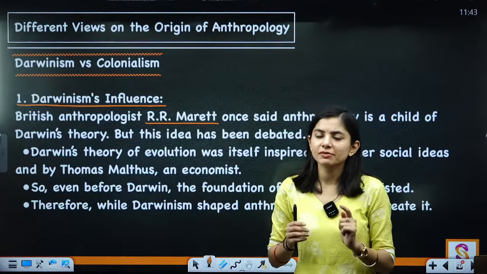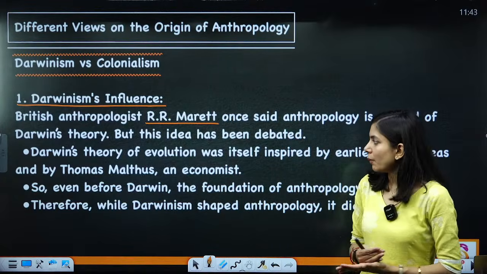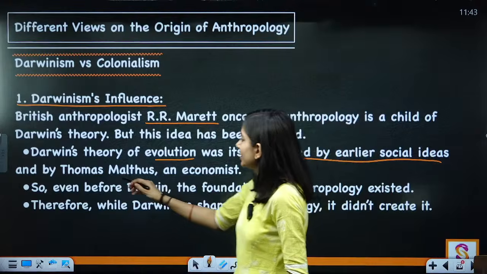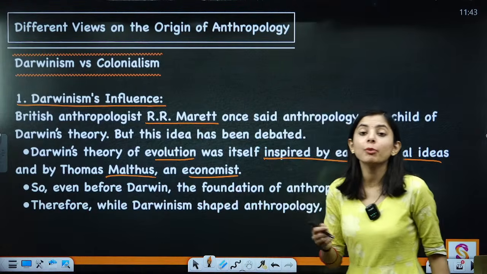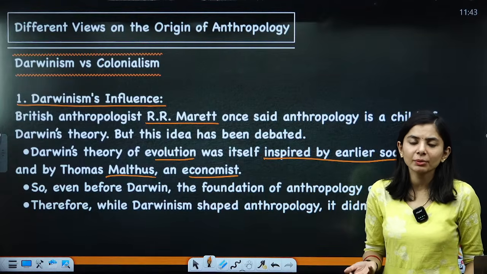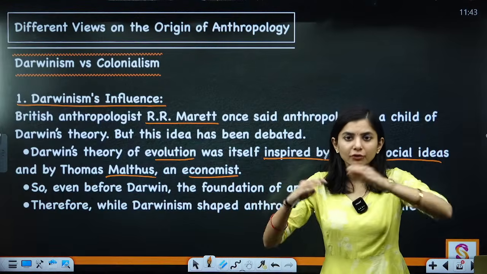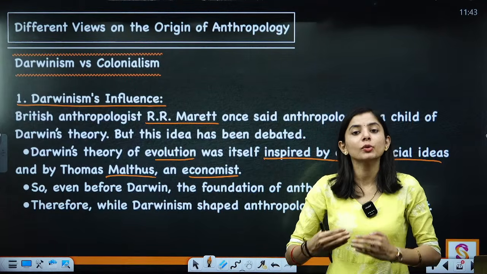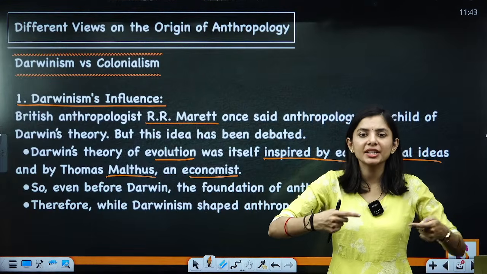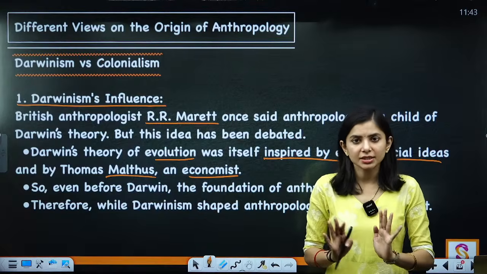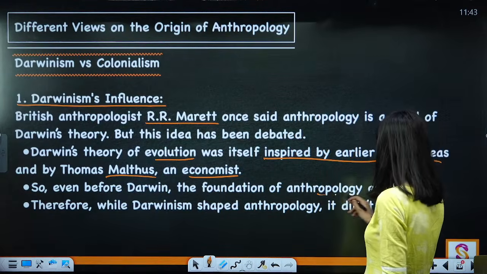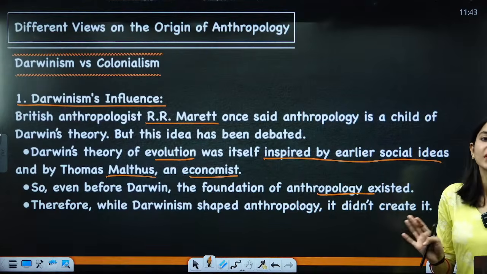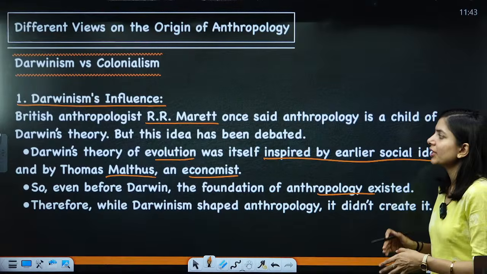But later on there was a debate saying that no, Darwin was not the one. Why? Because they said that Darwin's theory of evolution was inspired by earlier social ideas. Malthus, an economist, explained the theory of population, and in population we are studying human beings themselves. So they said that the explanation of the population, where we categorize the population, was already there. Darwin took inspiration from that categorization, and among the population he explained the gene or human genetics. This is what they said. Whereas before Darwin, a foundation of anthropology existed. So Darwin shaped anthropology as required, but he was not the one who created it. This is the first explanation that we are having about Darwin.